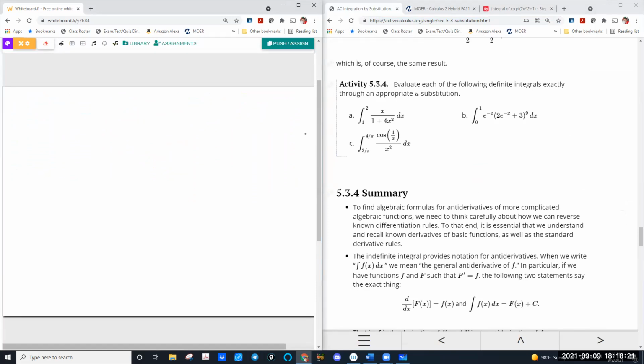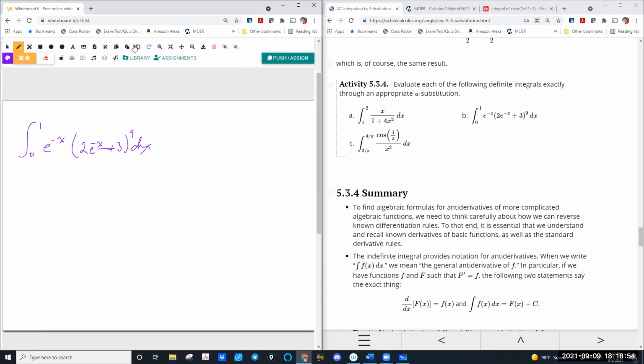All right, so we have a definite integral, so we're going to get a final answer that's a number. So from 0 to 1, e to the negative x times (2e to the negative x plus 3) to the 9th dx. Now, this 9th power is what tips me off to what I might want to be u, because trying to multiply this out would be a huge mess. So I really want to simplify that.